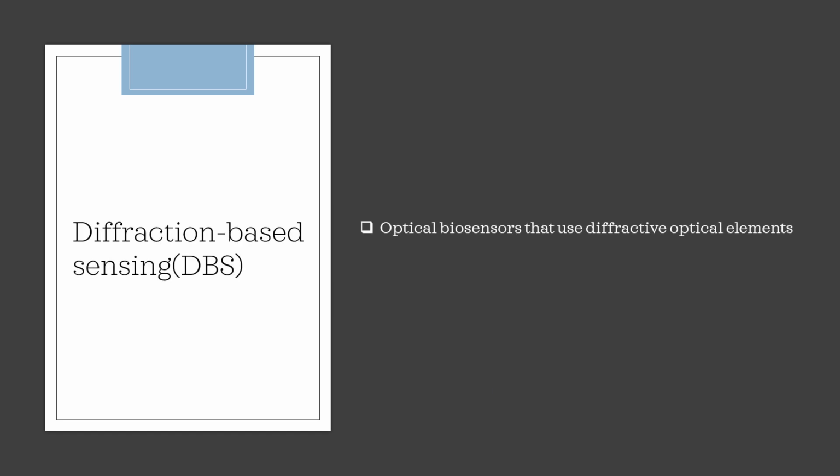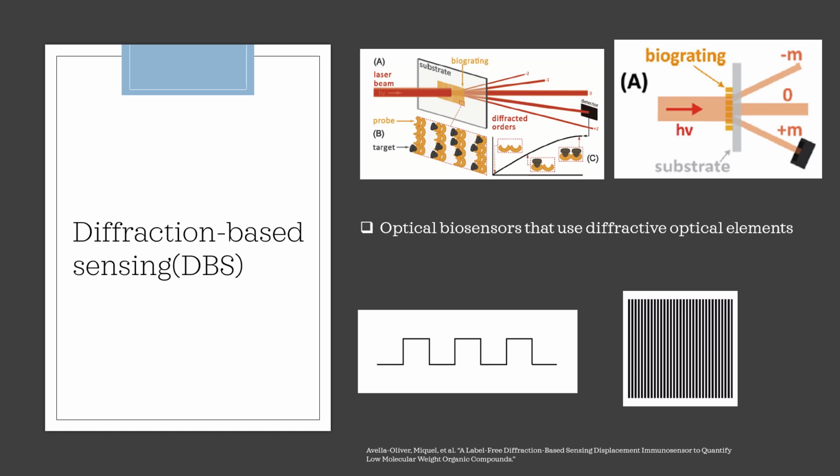One technique of optical biosensing, known as diffraction-based sensing, aka DBS, incorporates a functionalized diffraction grating composed of probes or capture molecules to capture analytes. These analytes produce a change in the signal which can be measured using the diffraction efficiency. By analyzing these changes in the diffraction efficiency, DBS can determine the presence and concentration of these analytes.